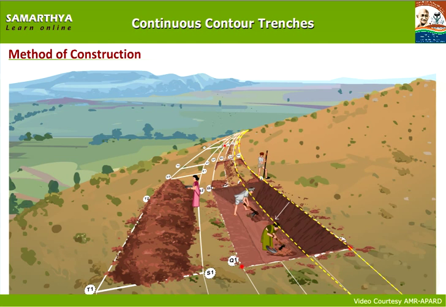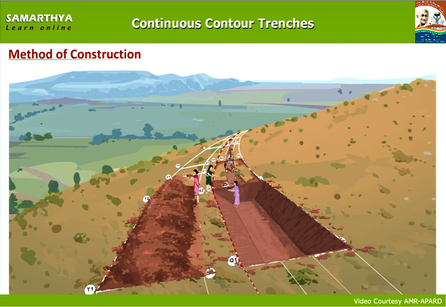Dig the slopes of the trench in such a way that it connects both the lines of P1, P2, P3, P4 and A1, A2, A3 and A4. Dig the slopes of the trench in such a way that it connects both the lines of Q1, Q2, Q3, Q4 and B1, B2, B3, B4.